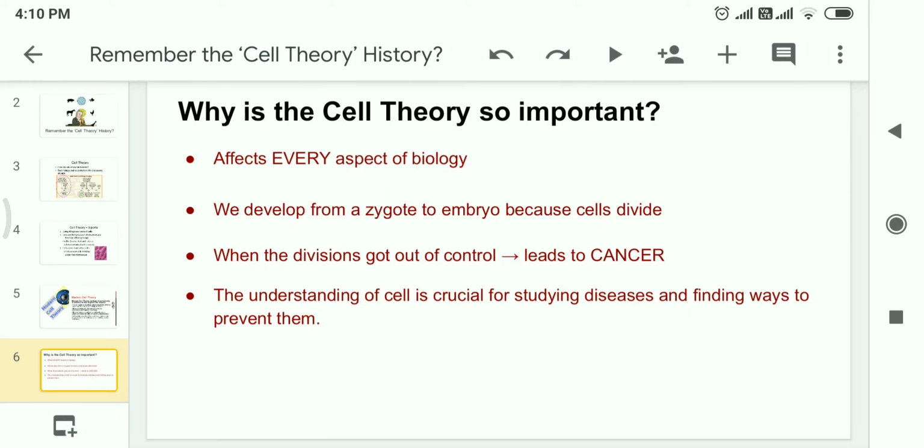Now, why is it that we are emphasizing so much on the cell theory? From the exam or syllabus point of view, this will not be something that you will be asked in exam, but you should know the purpose behind why this unit and the theory behind discovery of cell is important, because with the understanding of the cell theory, every aspect of biology became more and more clear, starting from how we have developed from a single cell called zygote to understanding what happens when cells divide uncontrollably, that is in case of cancer, and also understanding many other diseases and finding ways to prevent them or manage them.